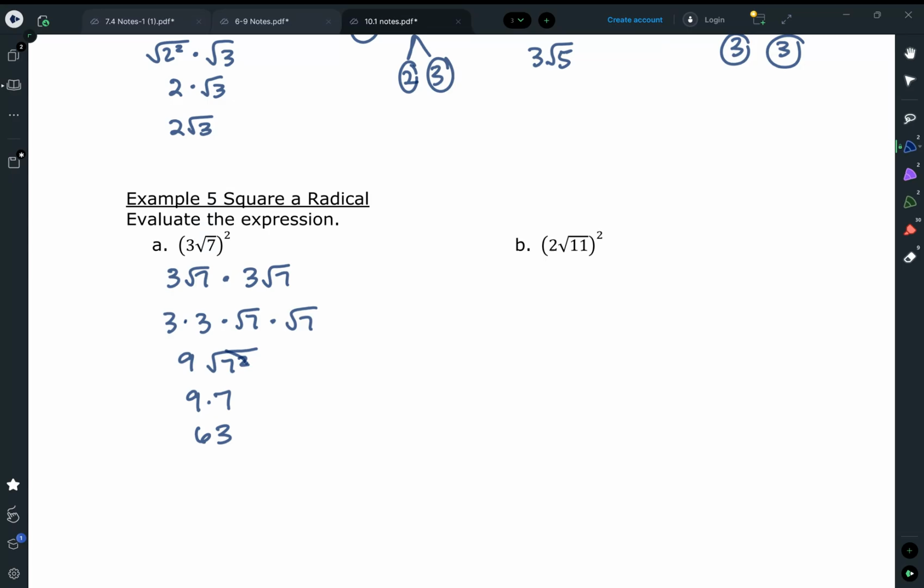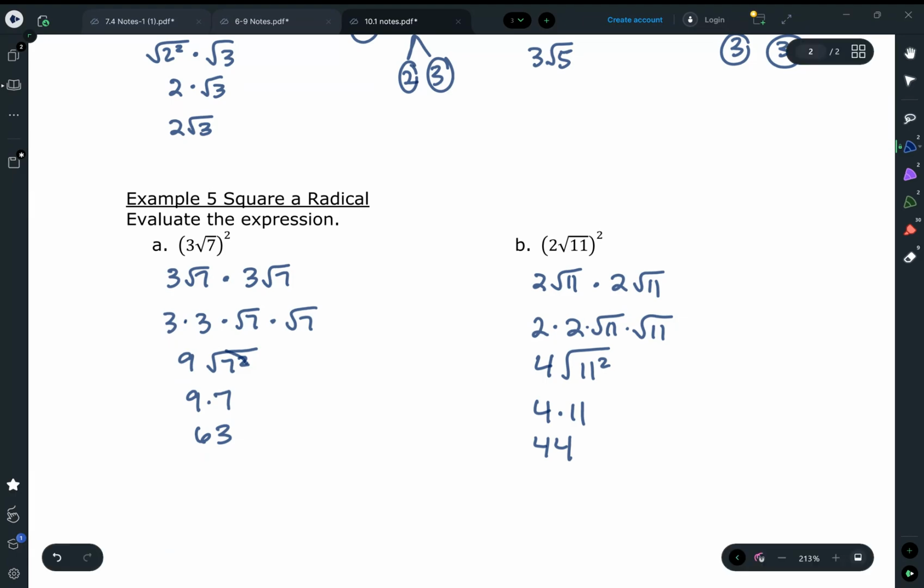Let's go ahead and try the second one. So I'm going to have 2 square roots of 11 times 2 square roots of 11. We're going to multiply the 2s together, and we're going to multiply the square roots of 11 together. The 2s make a 4. The square root of 11 times the square root of 11, we could write it as square root of 121, but it's really 11 squared. 11 times 11 is 11 squared, but we have that square root. So we have a 4 times 11, which is 44.